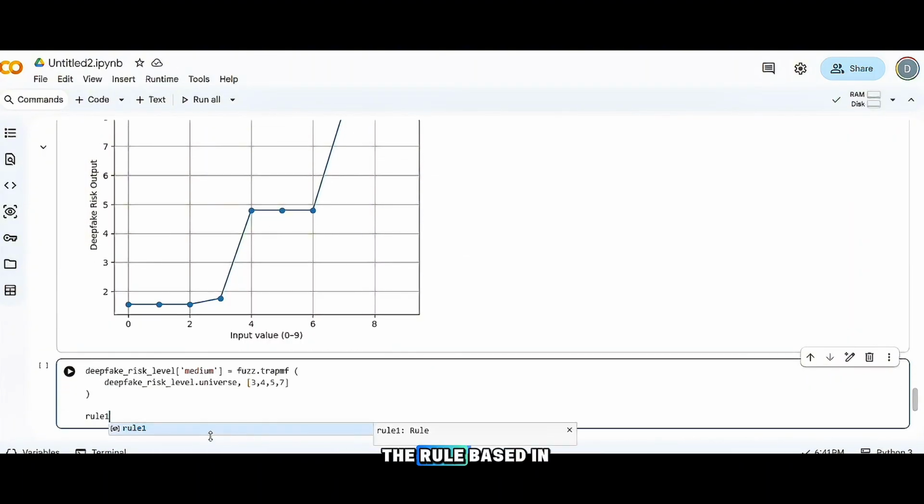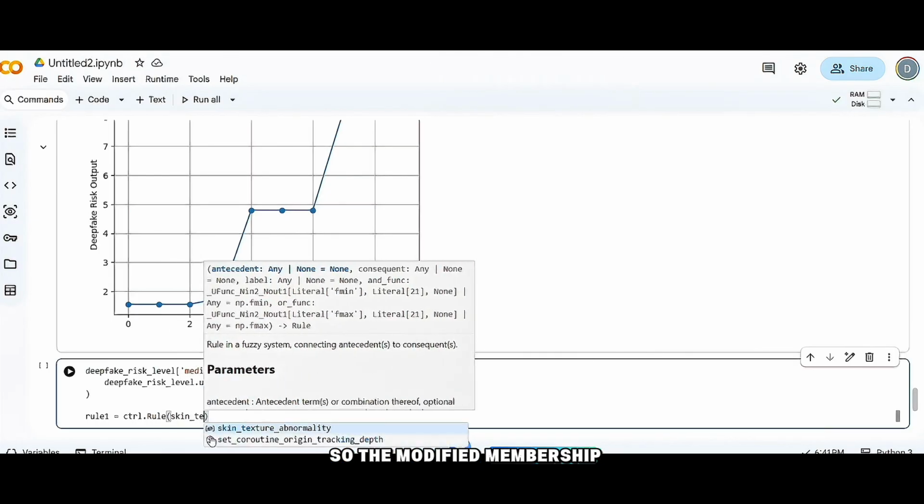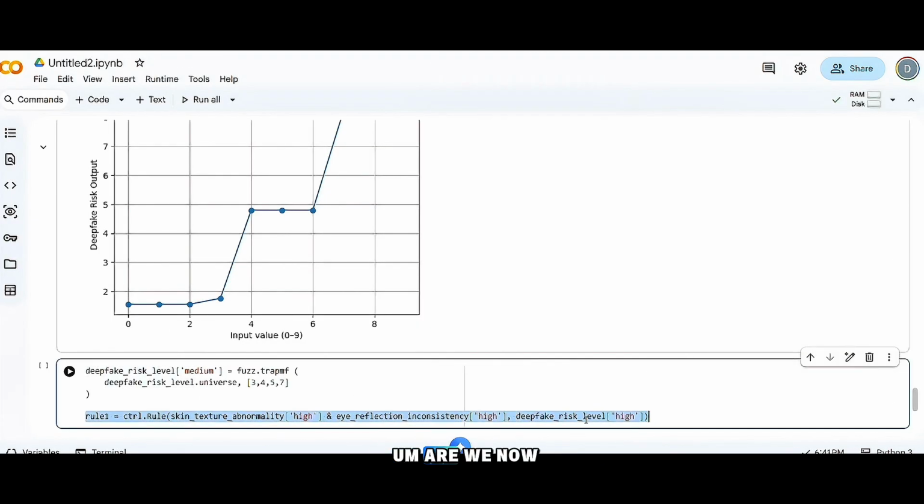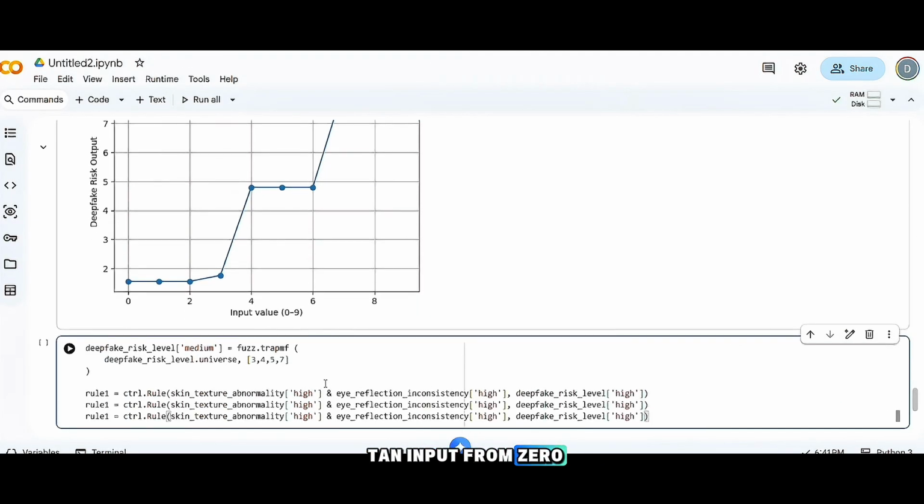And then we rebuild the rule-based control system, so the modified membership function is applied. I will now rerun the exact same 10 inputs from 0 to 9. And then this is the new curve after the membership function change.